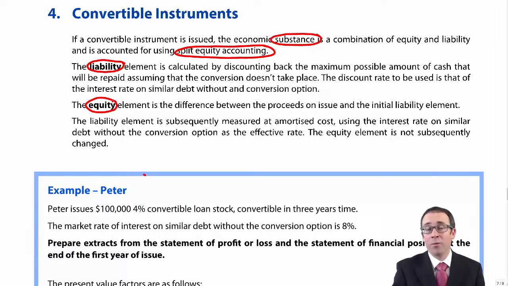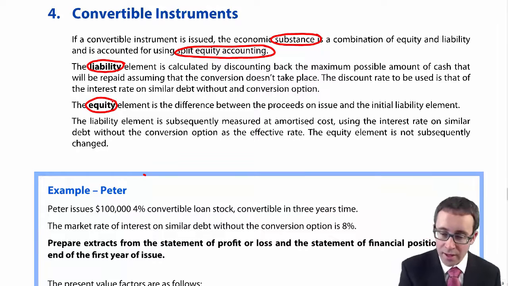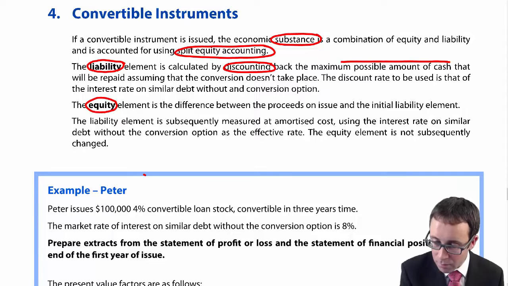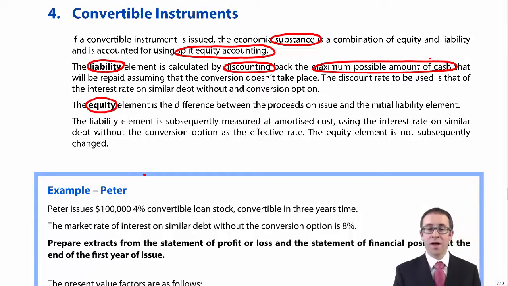Okay. And what we do is we work out the value of the liability first. So what we go through and do there is we discount the maximum possible amount of cash that will be repaid. So we just assume that everybody takes the cash option. Nobody converts for shares. It's just a way in which we do it. We assume that it is a simple loan. Okay. So we look at all the cash. So we look at the coupon rate of interest, and we look at the amount that it will be redeemed at in the future, which will be at par.